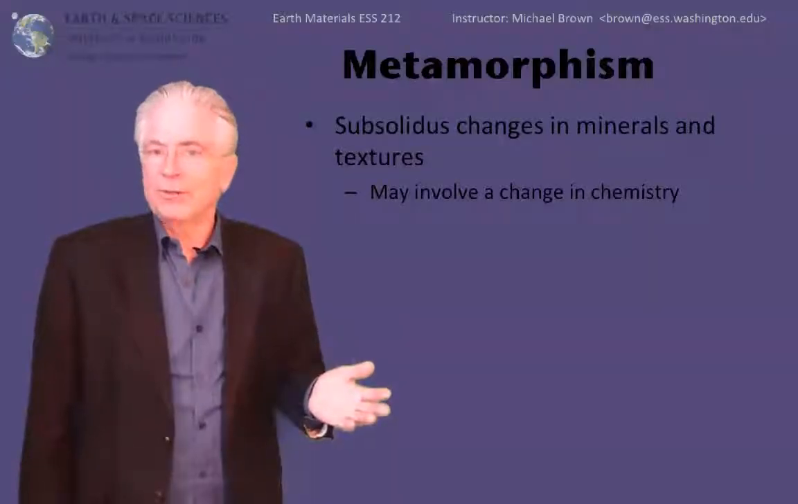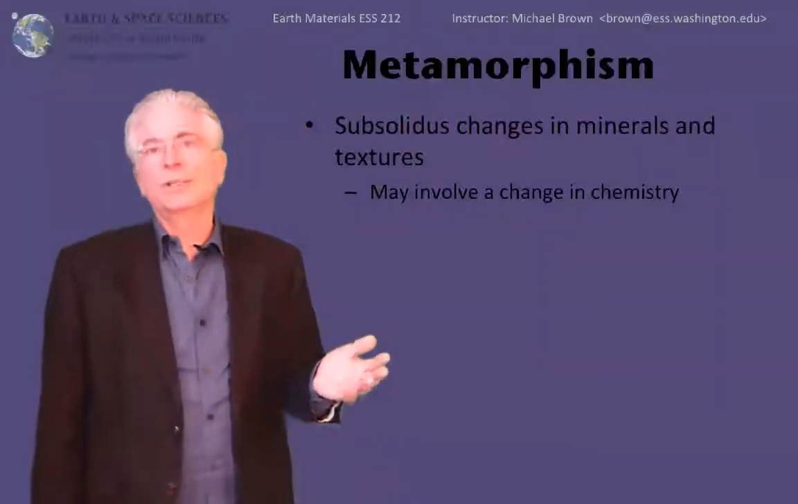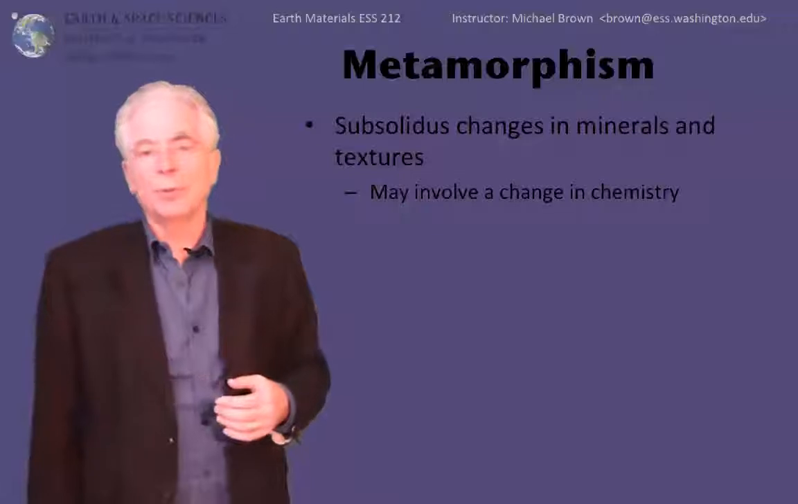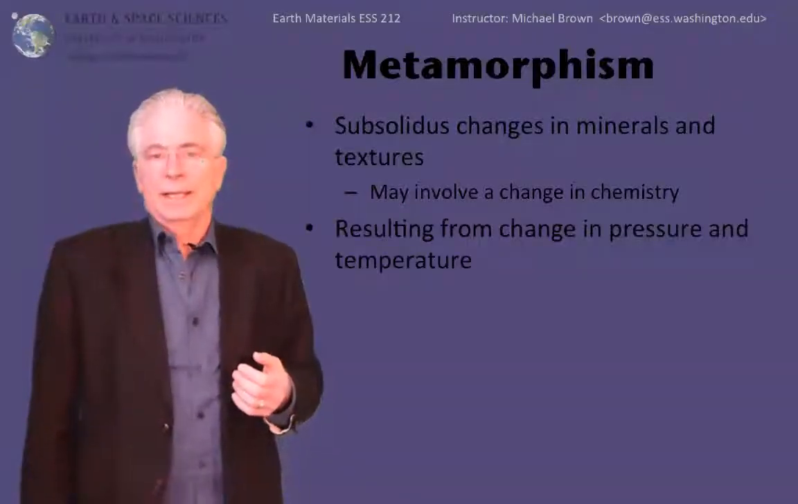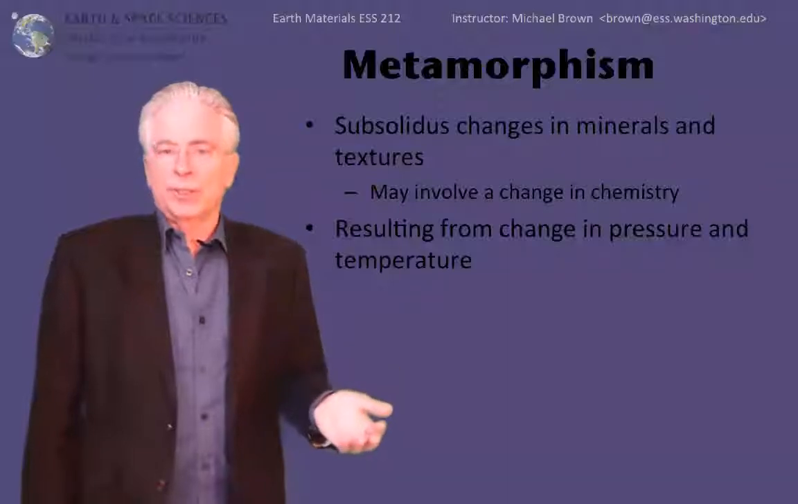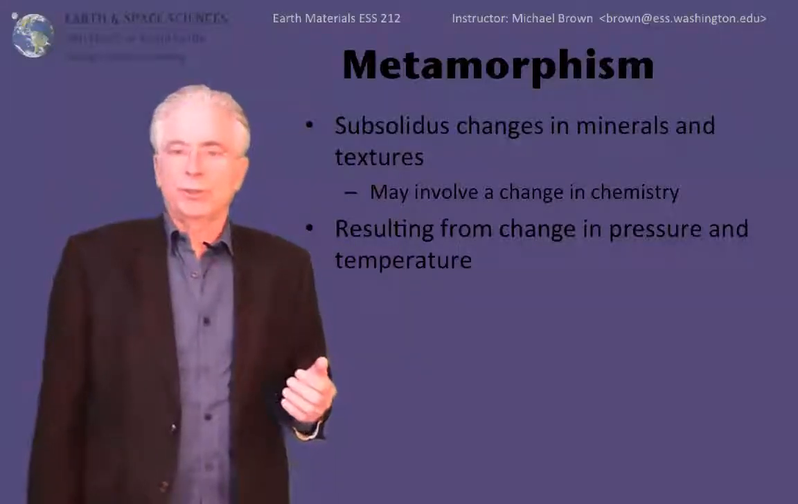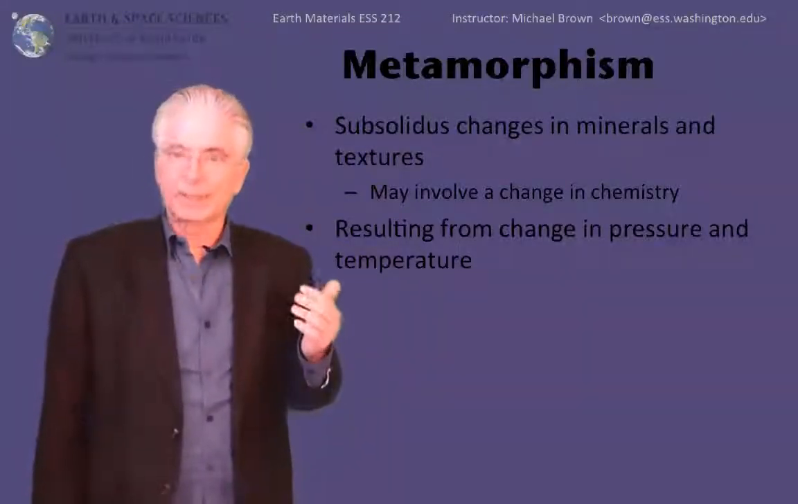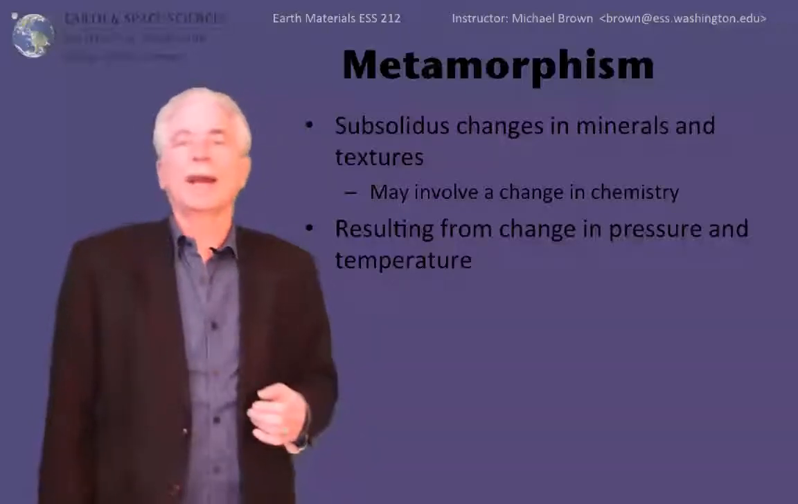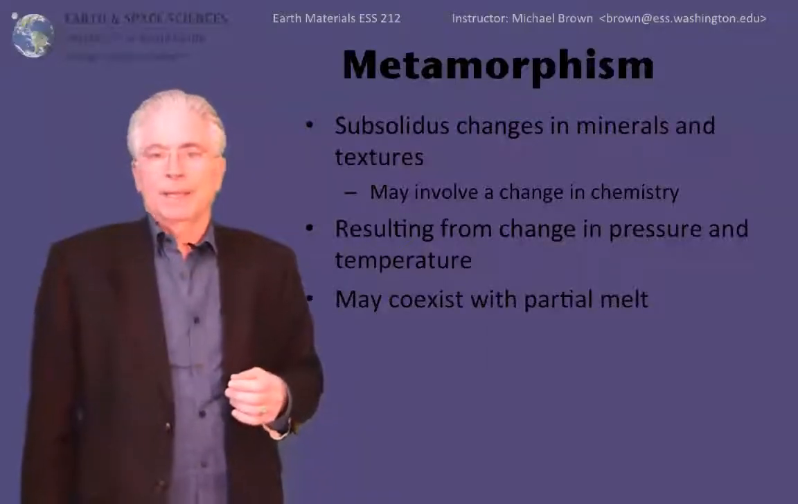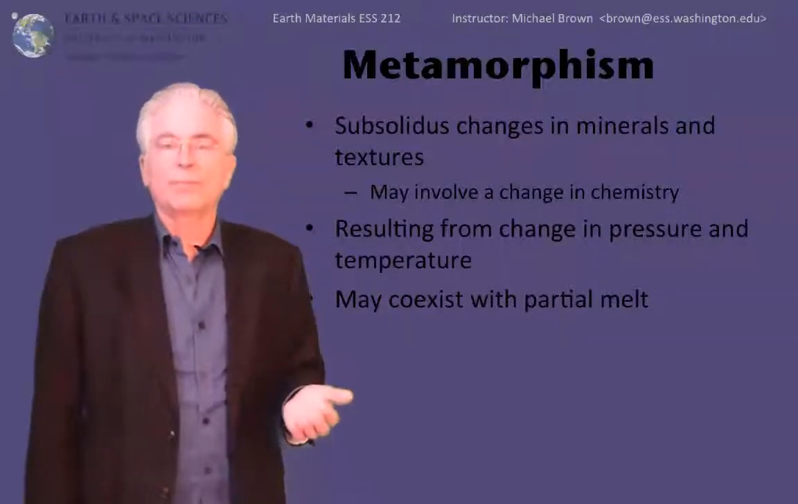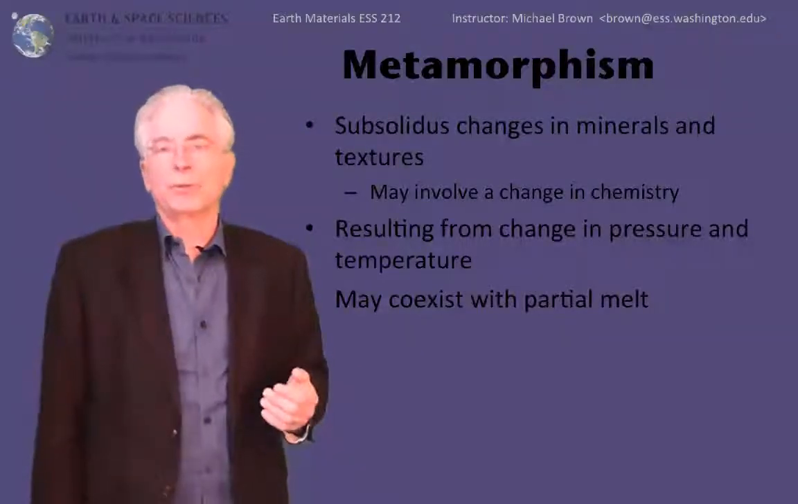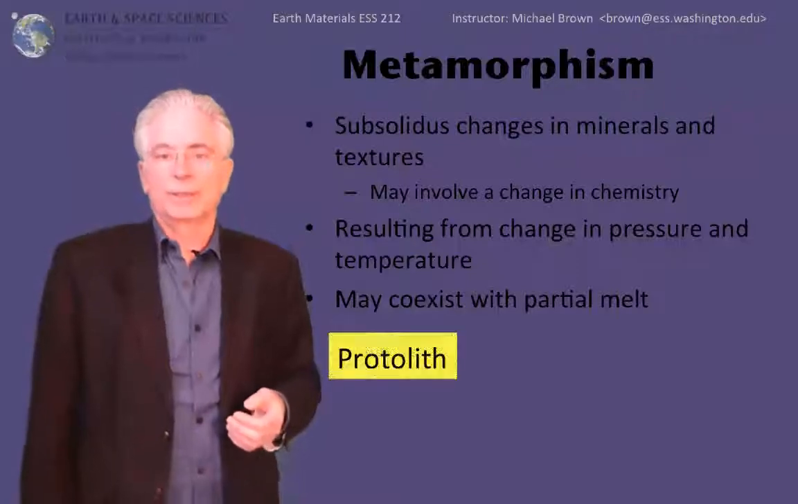It may involve a change of chemistry. Fluids can bring chemicals in and remove chemicals from the rock during metamorphism. Metamorphism in general results from changing temperatures and pressures, typically taking temperatures and pressures to higher conditions. At the limits of metamorphism, you may have partial melt coexisting with rocks that are being metamorphosed.